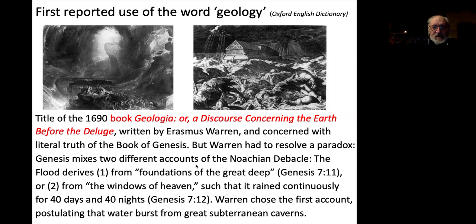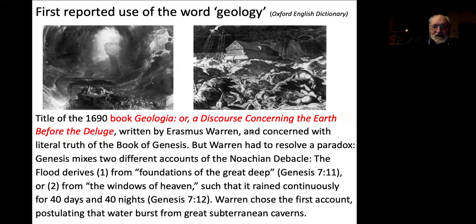And this scholar pointed out something that has puzzled biblical scholars for some time, in that the Noachian debacle, if you read Genesis carefully, is described as having two completely incompatible causes. One cause is that the waters upwelled from the great deep. In other words, they emerged from inside the earth itself. And the other one is that it rained 40 days and 40 nights to produce the immense flood.